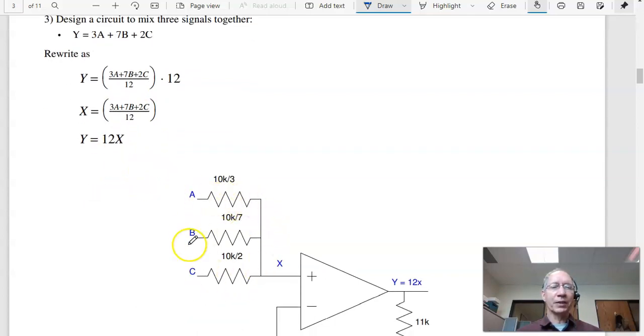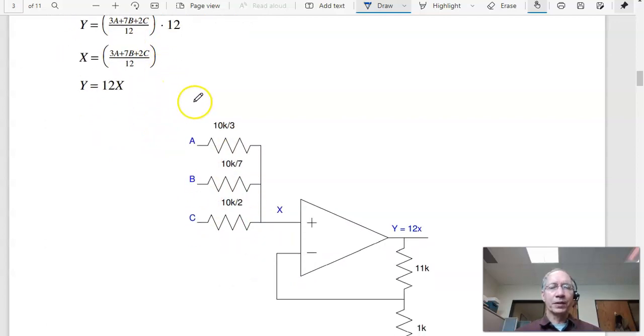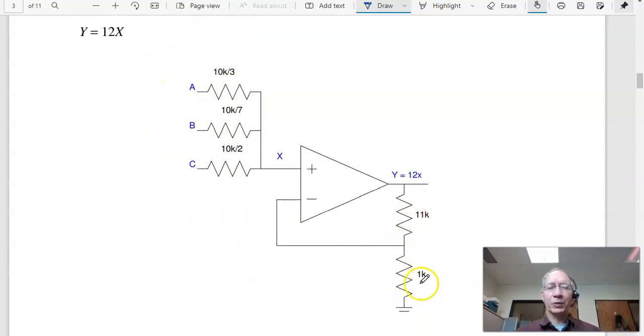That's this circuit right here. The reason for the 12 is if everybody's 5 volts, X will be 5 volts. So I need to set it up so that if A is 1, B is 1, C is 1, X is 1; A is 5, B is 5, C is 5, X is 5. That gives you the 12. To clear the 12, I multiply by 12. So add an amplifier with a gain of 12.